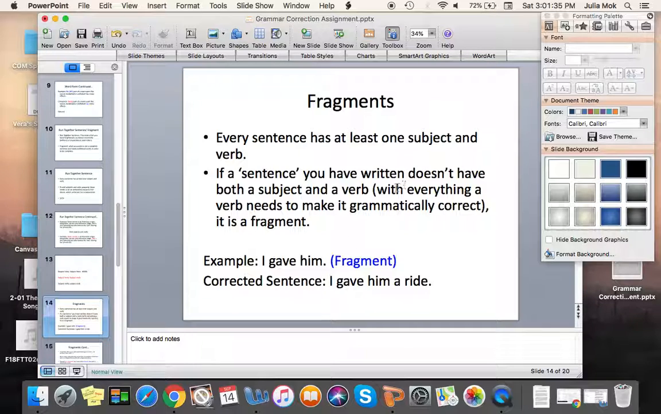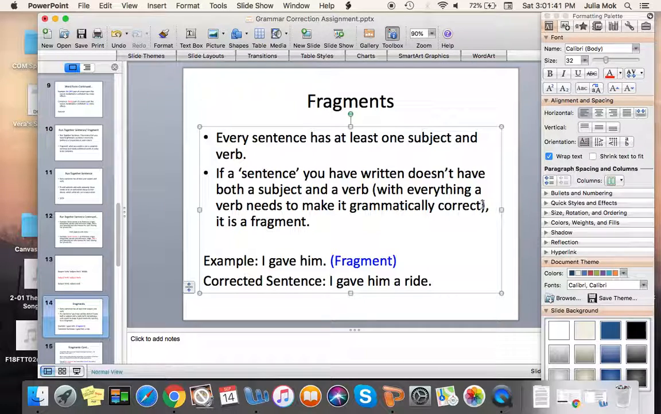and I make a note with everything a verb needs to make it grammatically correct, meaning if it's a transitive verb, it has an object. If it's an intransitive verb, it doesn't. It is a fragment. For example, I gave him, period. This sentence is a fragment.